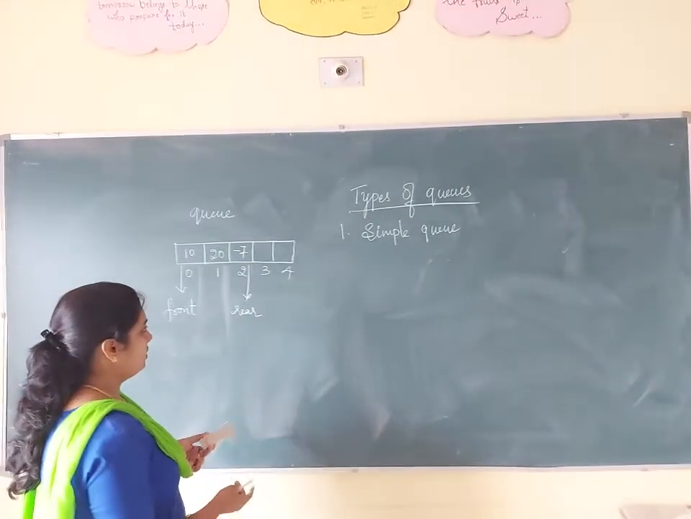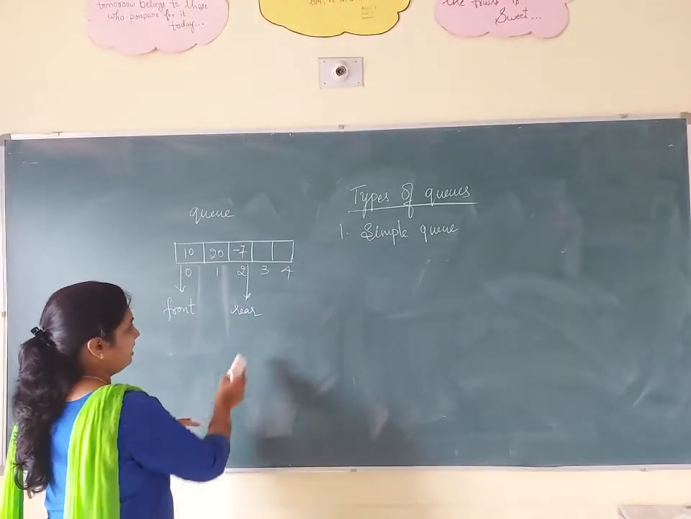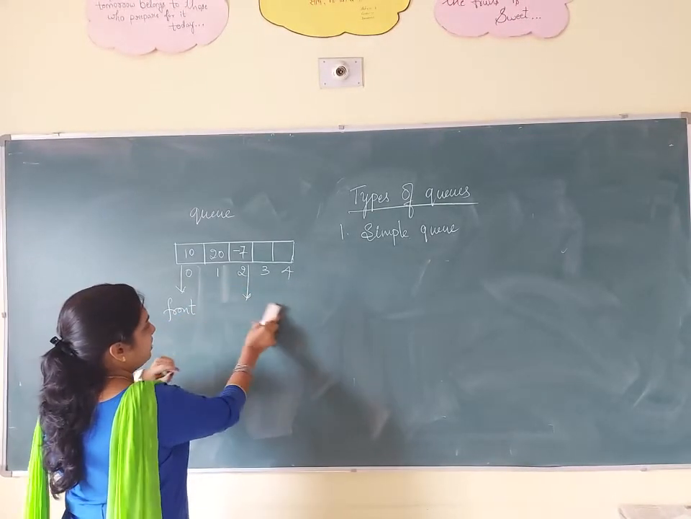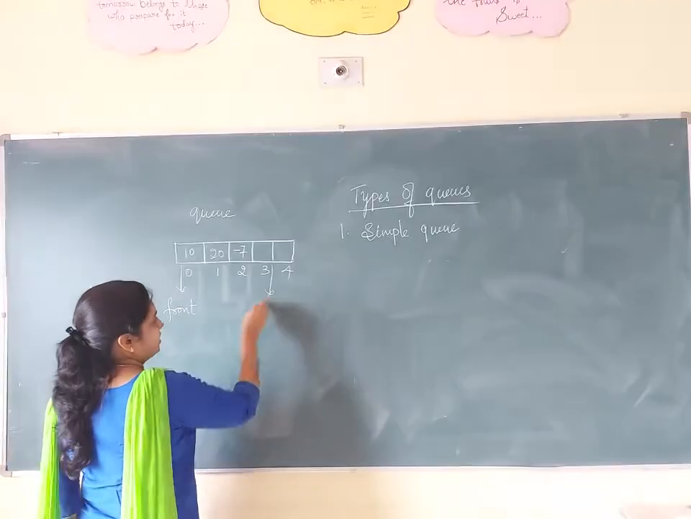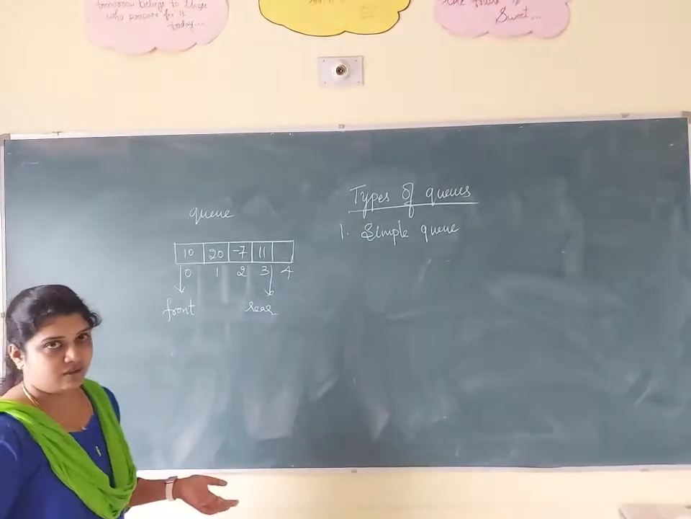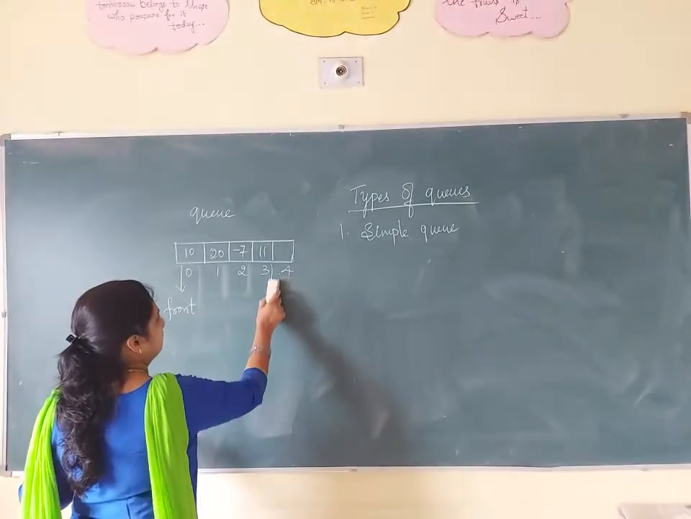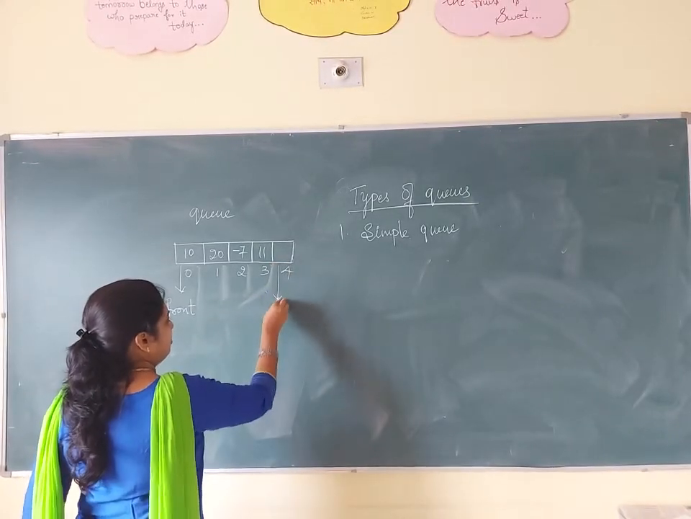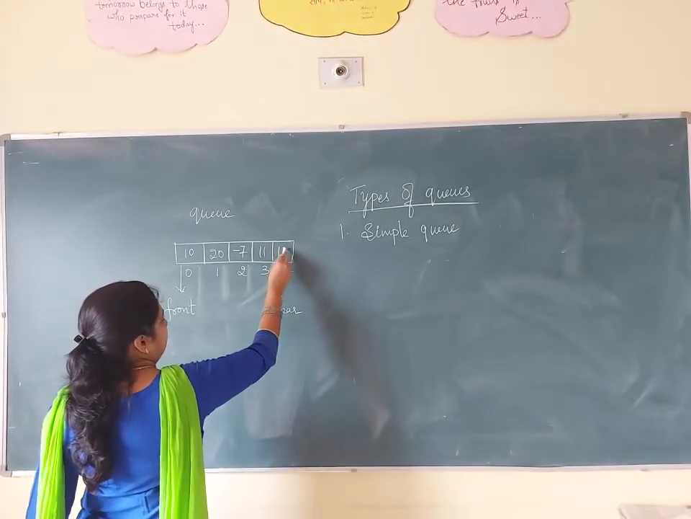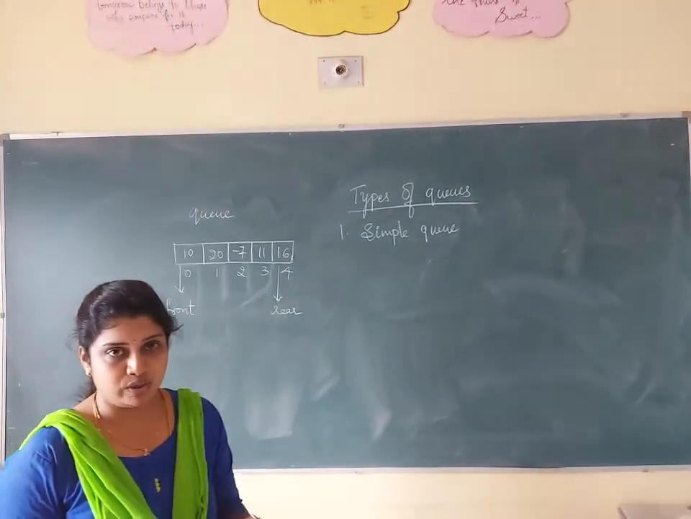One more item I want to insert. Increment rear: 2 plus 1, you get 3. Rear is pointing here, and I insert the item 11. One more item: rear is pointing to 3, 3 plus 1, you get 4. This is the rear end, and I insert any item, like 60. So this is how the simple queue works.